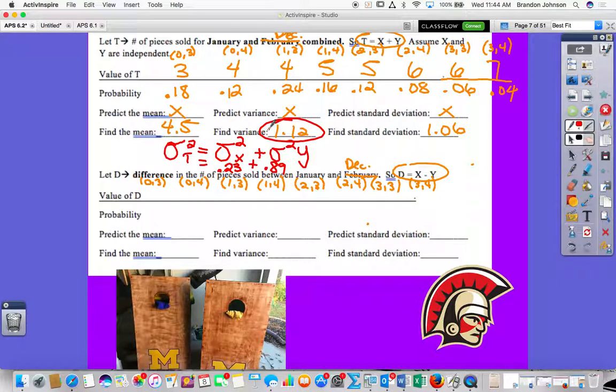How do I go from variance, because that's what this is, to standard deviation? I square root it, and guess what I would get? 1.06. And when do you have to do that? The only time I do this is when we have two random variables that are either added or subtracted together. Only added or subtracted.